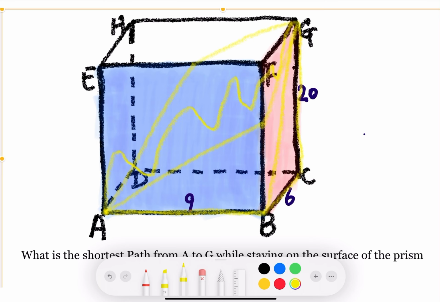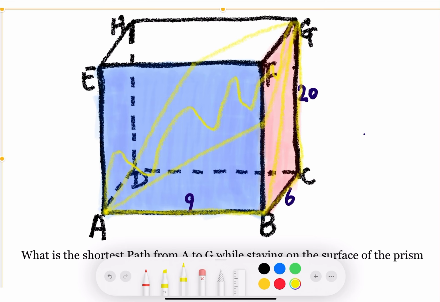But the point is, from A to G, they are in two different planes. You can see the blue plane and the red plane, they turn. So you cannot go straight, you have to turn. That's why this is the problem. So I'm thinking of reshaping the prism. Keep the same dimensions, but reshape, make them flat into one plane. Then from there, we can find the shortest route, because we can go straight if we get one plane.